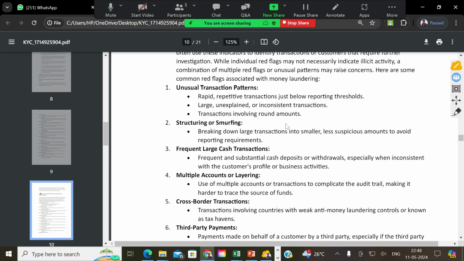Sometimes you would also see an unusual transaction pattern, right? Inconsistent transactions, or information which is not available or provided. Maybe the repetitive transaction just below the reporting threshold.